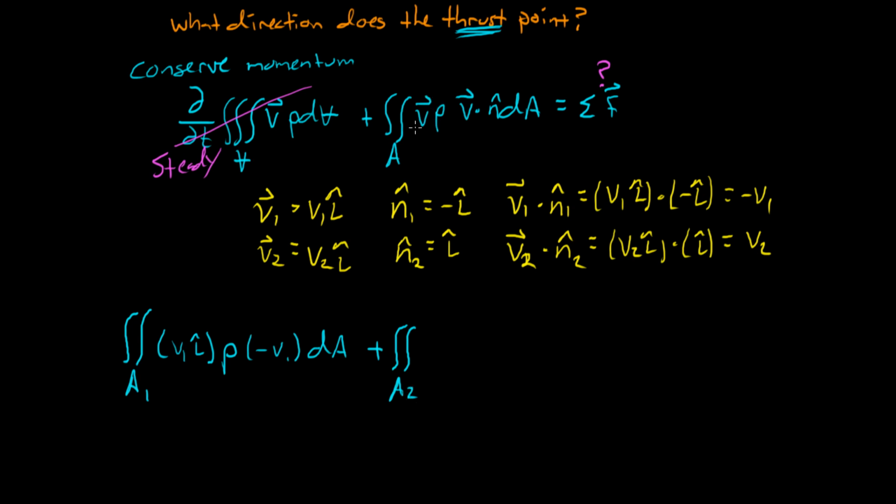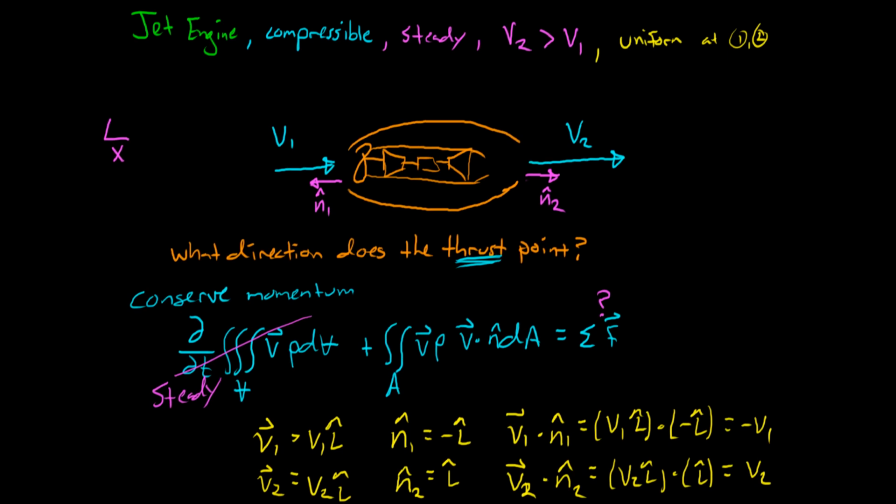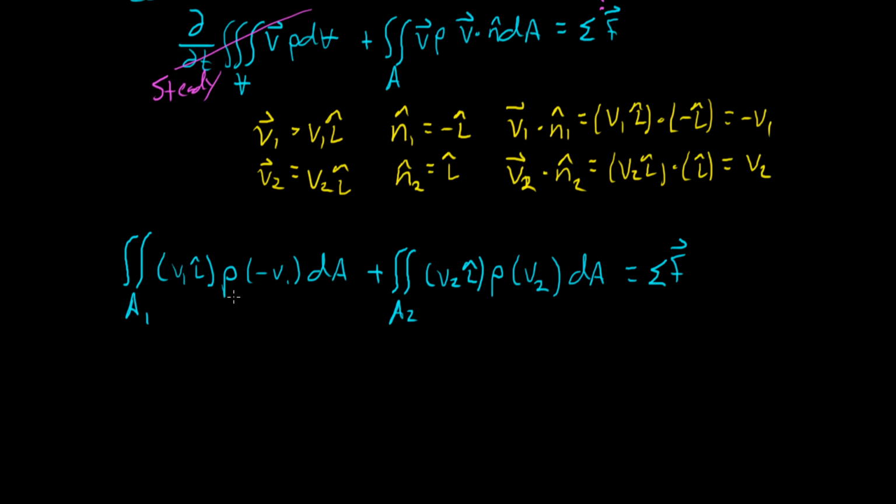Again, we need the full vector, which looks like v2 i. Going to multiply that by rho. Then we're going to multiply by v2 dot n2, which is just v2. Multiply all that by dA, and that's going to equal the sum of forces. Now, I want to point out real quick, not that this is going to matter all that much, but this is a compressible flow problem. A jet engine's working on air, and so technically speaking, we need rho 1 and rho 2 because the density could change.